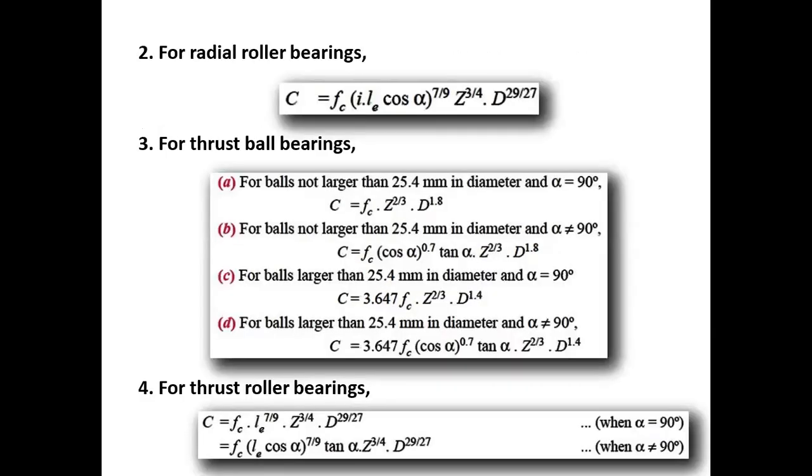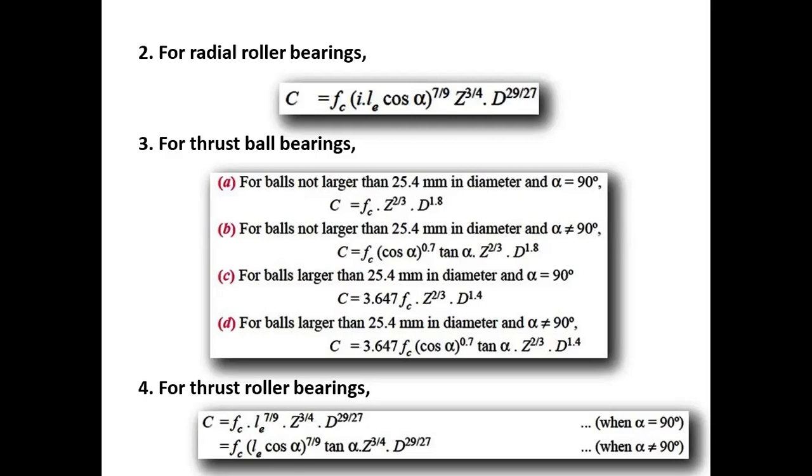For the radial roller bearing, the dynamic load capacity, or the load carrying capacity C, is Fc i L e cos alpha raised to 7/9 into Z raised to 3/4 into D raised to 29/27. Same for the thrust load, there are different kinds. For the angular thrust load, with the ball not larger than 25.4 mm in diameter and the angle alpha 90 degrees, C is Fc Z raised to 2/3 into D raised to 1.8.